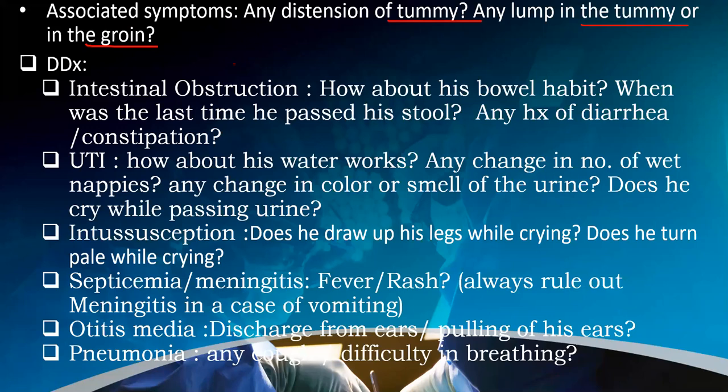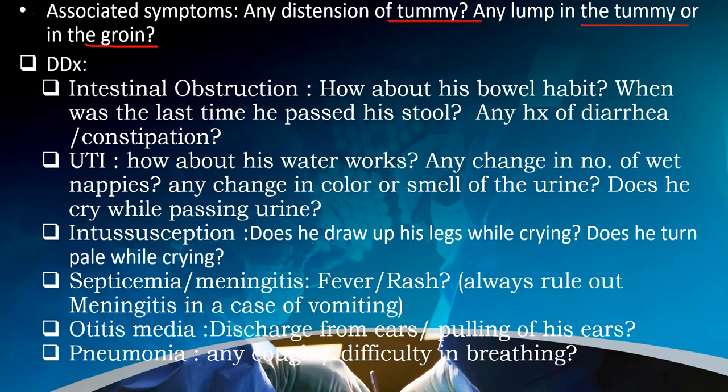If it's intussusception, you can feel some lump in the tummy. And in the groin, a lump is very important for incarcerated hernia or any hernia that can also cause vomiting. And we can find some lump. So associated symptoms we need to find out. Very, very important. So along with the vomiting, have you noticed any swelling or distension of the tummy? Any lump or bump in the tummy or in the groin?